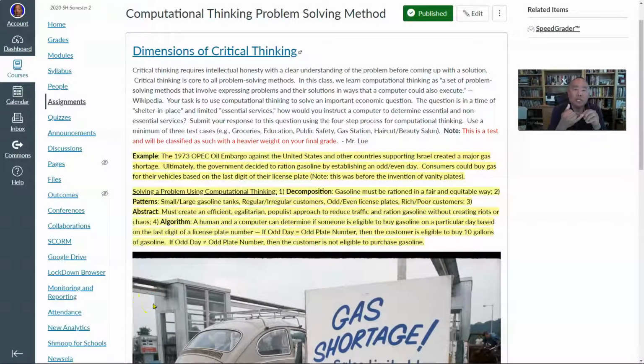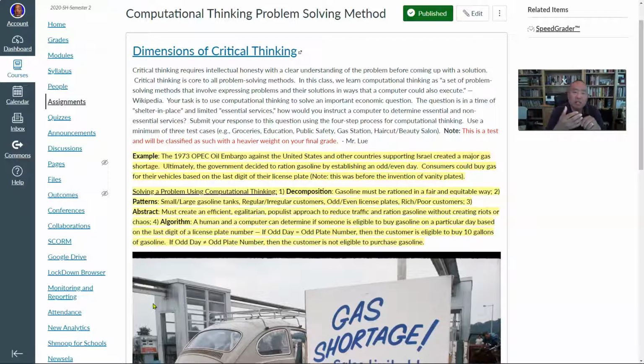With computational thinking, we begin with decomposition. That's taking a huge problem and breaking it down to smaller chunks, smaller solvable problems. So in the case of the oil embargo, we had to decompose this problem and say, you know what we need is to ration our gasoline in a fair and equitable way.